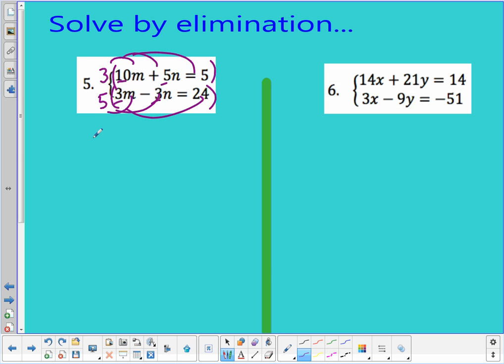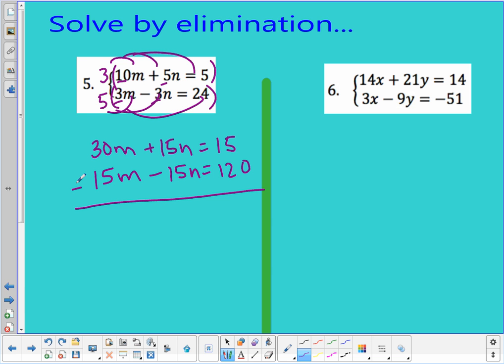So let's check out what these new equations look like. 3 times 10 is 30. So 30m plus 15n is equal to 15. And then in the bottom, 15m minus 15n is equal to 120 is what I get when I do 5 times 24. So now I can combine. And the n's go away, which is what I hoped for. 30 and 15 makes 45, so 45m is equal to 135. And then divide by 45, and I get m equals 3.